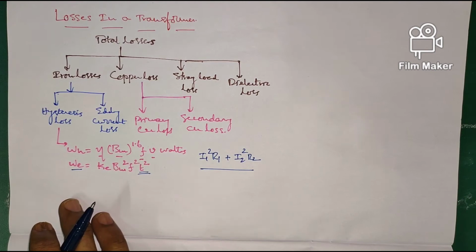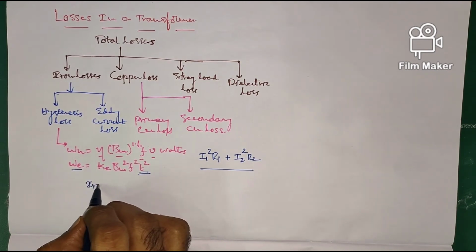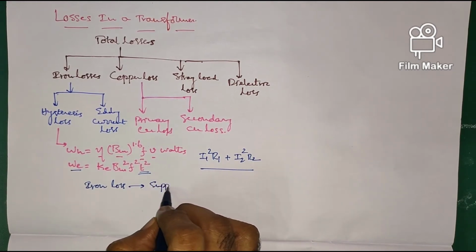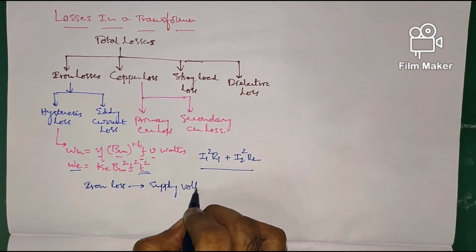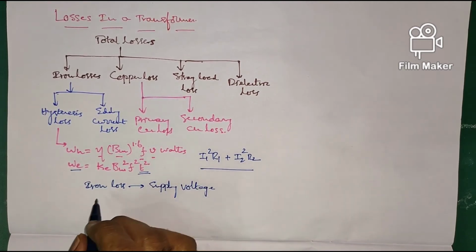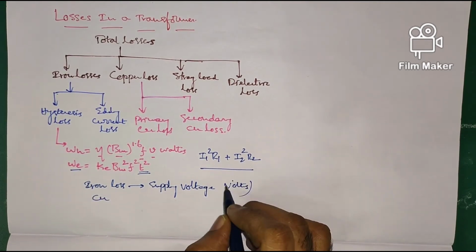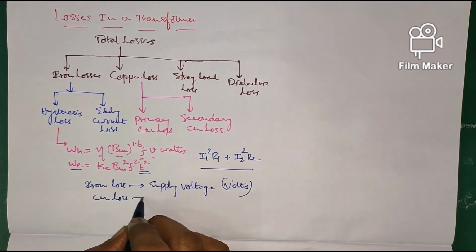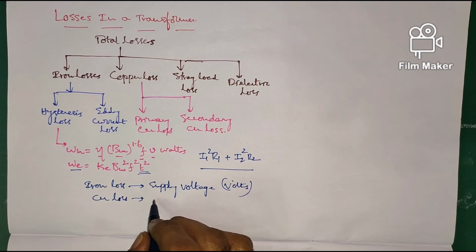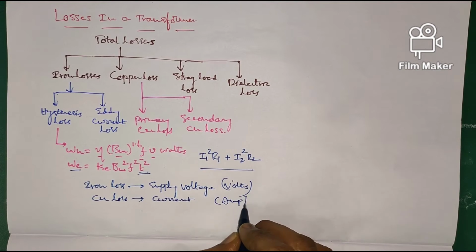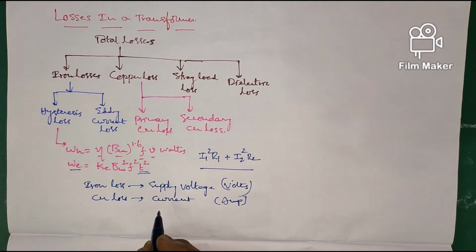Generally, the iron loss is going to depend upon the supply voltage. Already these things we have discussed in the previous sessions. And the copper loss is going to depend upon the amperes, that is the current. These two losses are free from the load power factor. Power factor doesn't have any impact on these two losses.